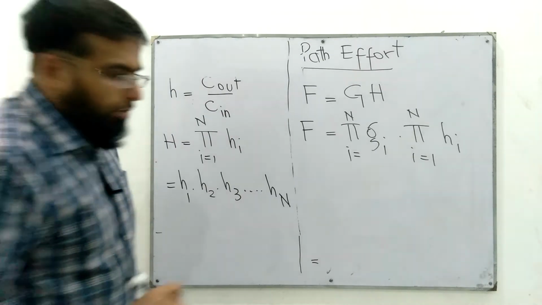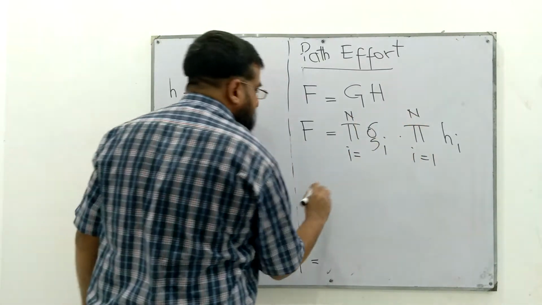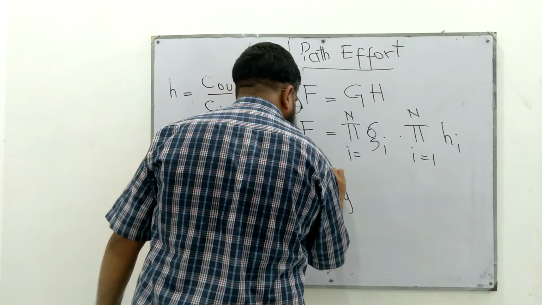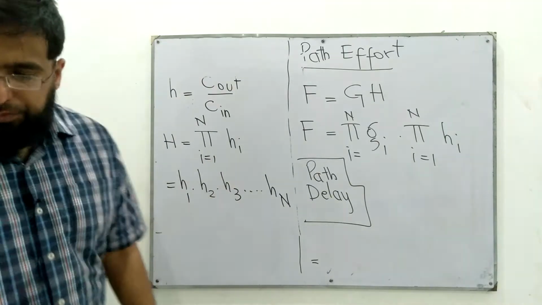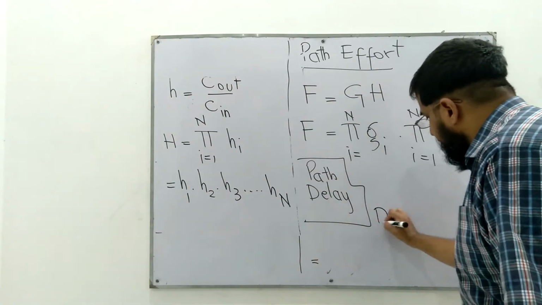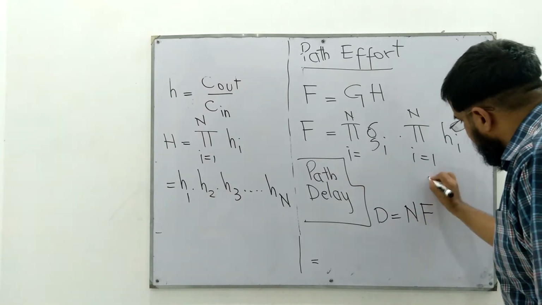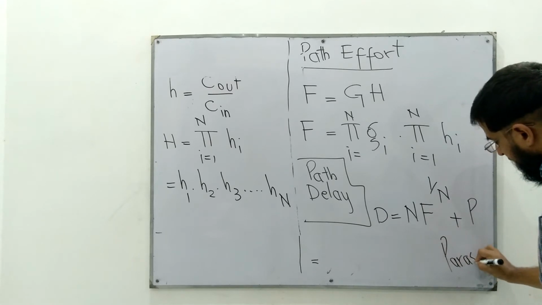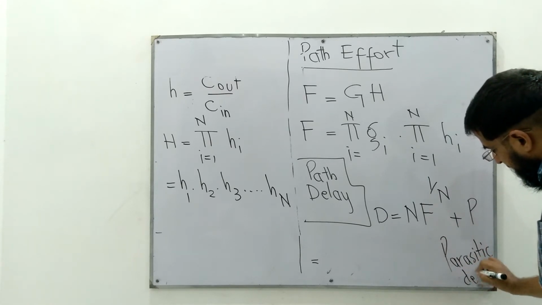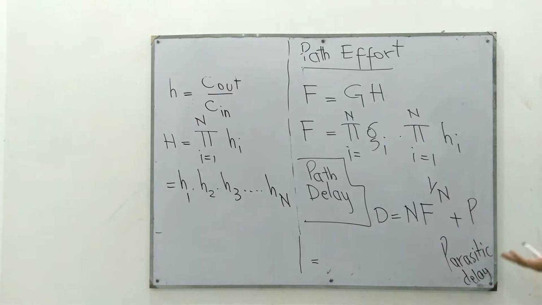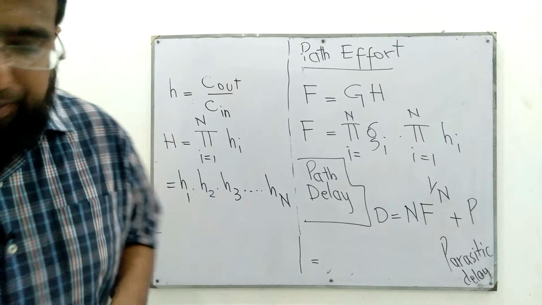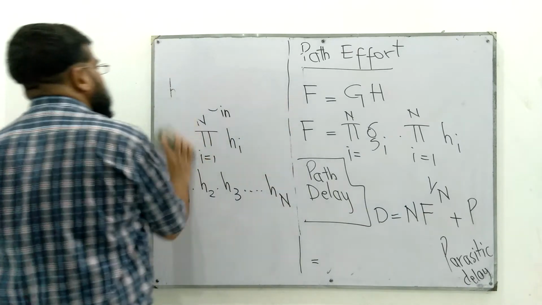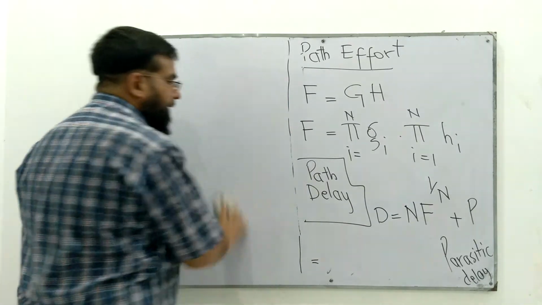And the delay of the chain involving n gates, the expression for path delay D, is n times F to the power 1 over n plus P, where P is the parasitic delay. Generally parasitic delays are negligible, otherwise they are given. If they are not given, we'll assume parasitic delays to be equal to 0, and the expression is D equal to n times F to the power 1 over n.